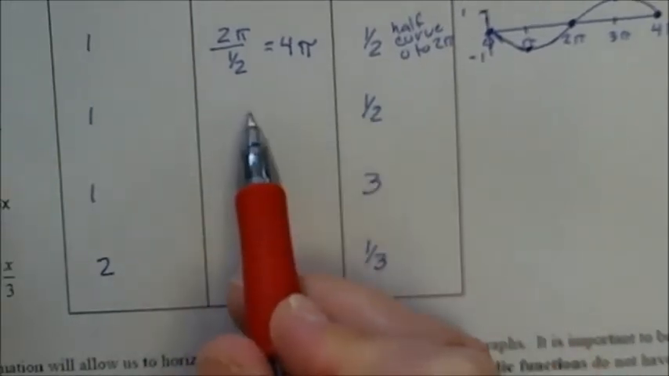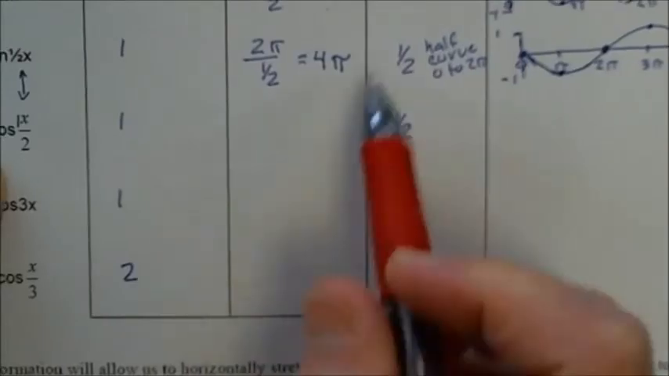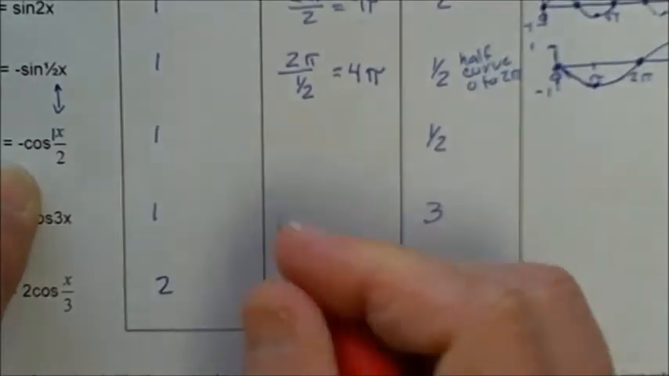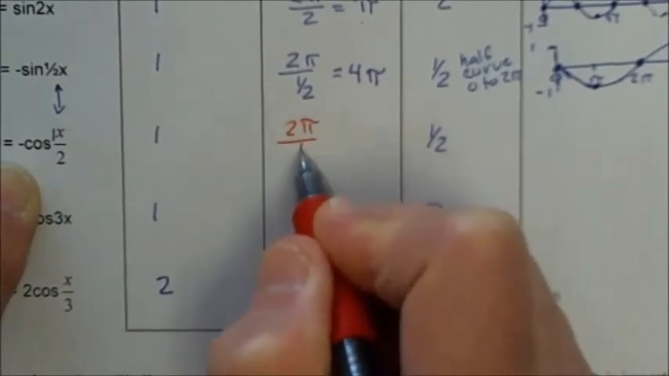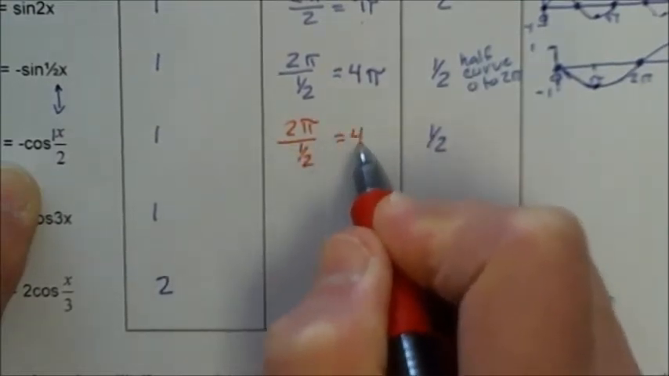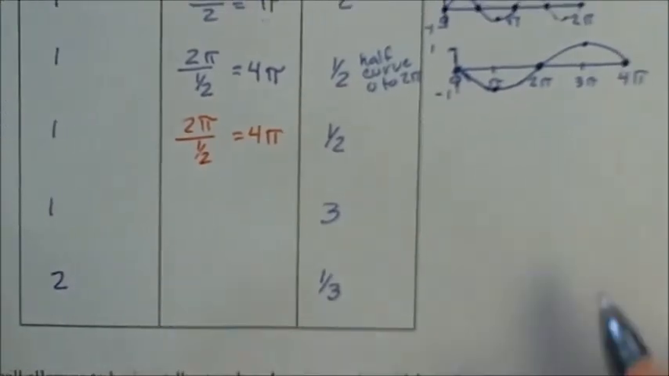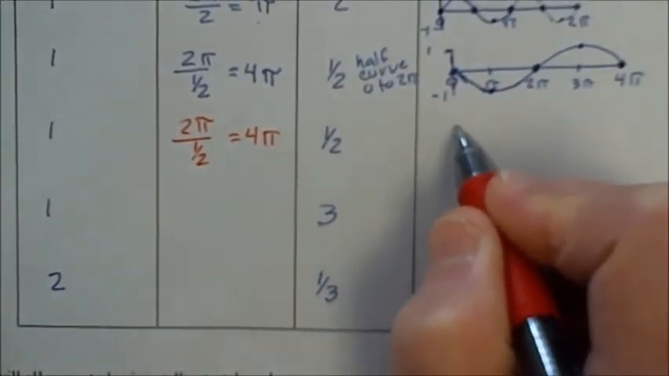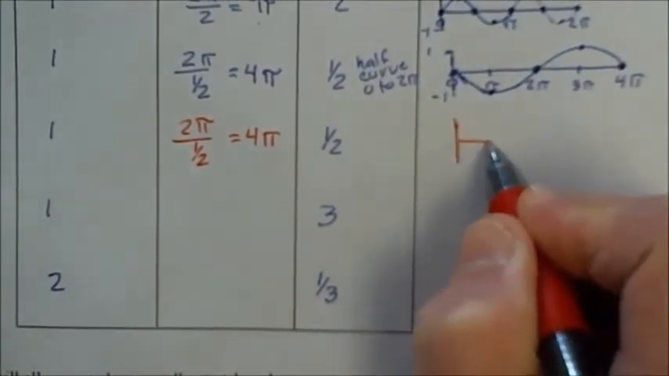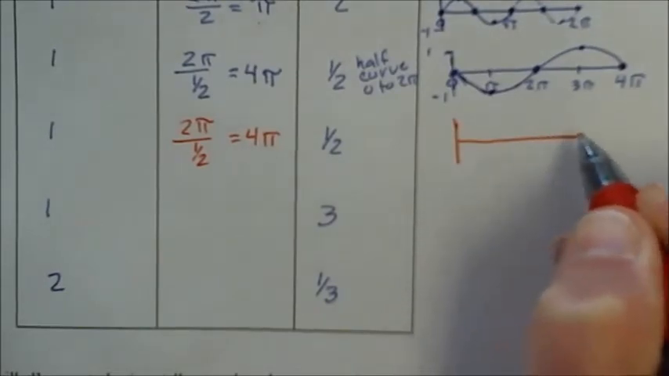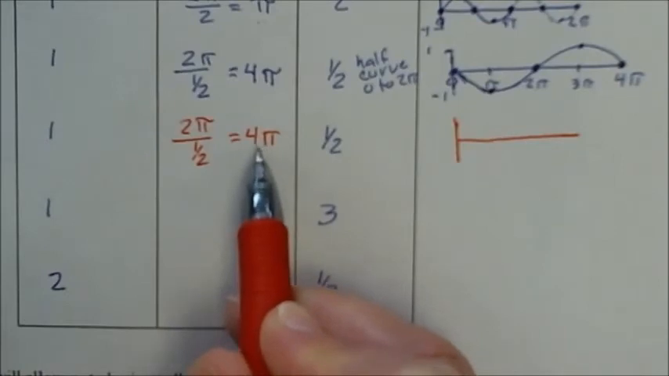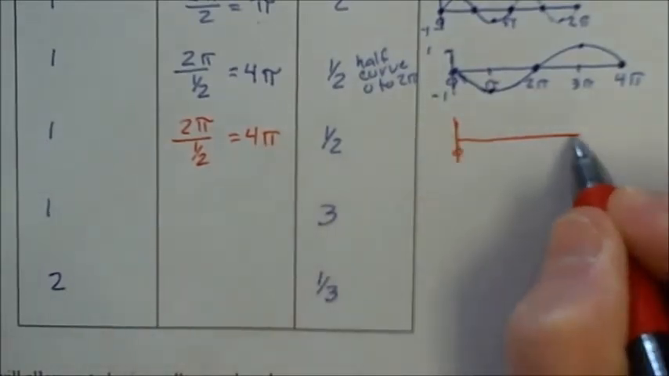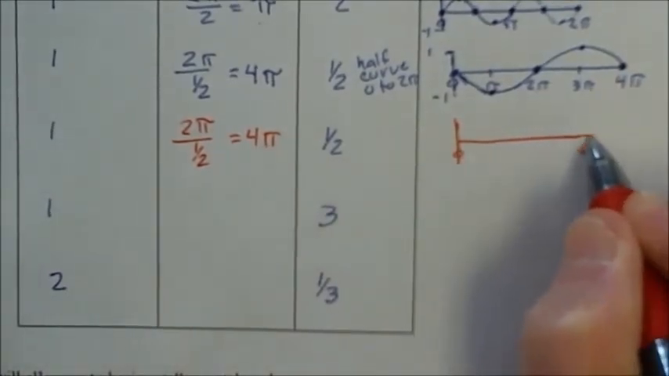Let me go back and fill in the frequency here. I'm sorry, we have the frequency of half, fill in the period. So the period is going to be 2 pi divided by a half, which is equivalent to 4 pi. Now remember, we've switched to the cosine curves. So for one complete cosine curve, I need an interval length of 4 pi. So from 0 to 4 pi will get me one complete cosine curve.